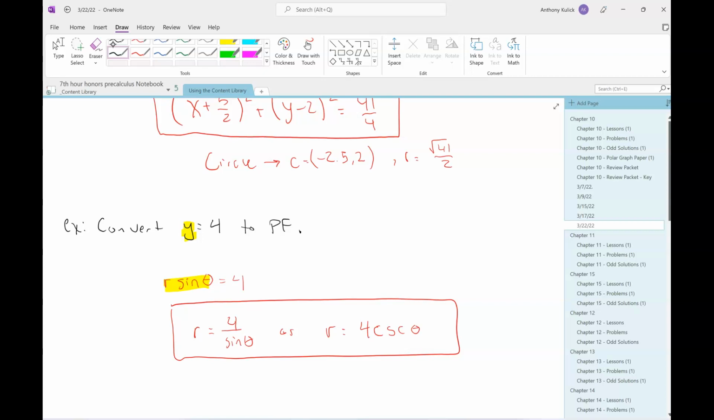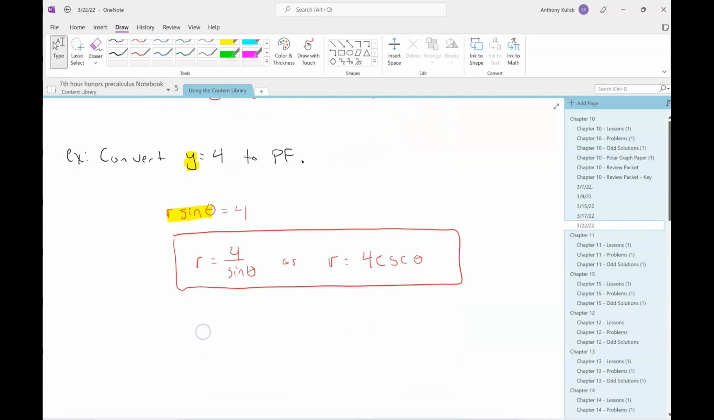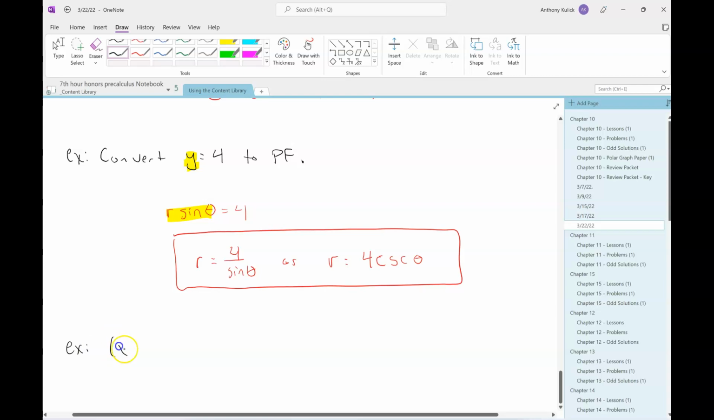If you're looking at a typed solution, I probably wrote it as 4 cosecant because I didn't have to make a fraction. It's a little bit easier to type. That's basically all the reason. Okay. Oh, Mr. Kulik, that was pretty easy. Will they all be that easy? Well, they're all pretty easy, but some of them take a little bit more effort than that.